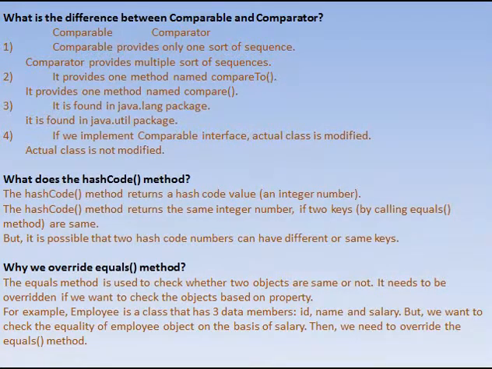Why do we override the equals method? The equals method is used to check whether two objects are the same or not. It needs to be overridden if we want to check the objects based on a property. For example, Employee is a class that has three data members: id, name and salary. But if we want to check the equality of Employee objects on the basis of salary, then we need to override the equals method.